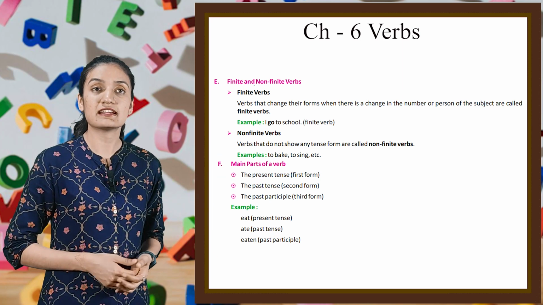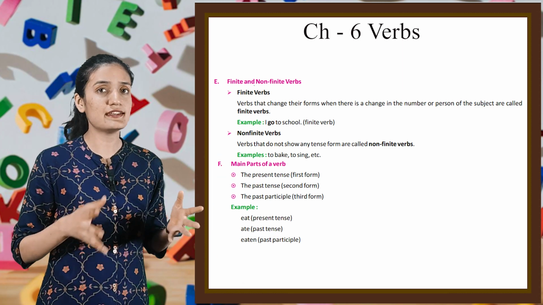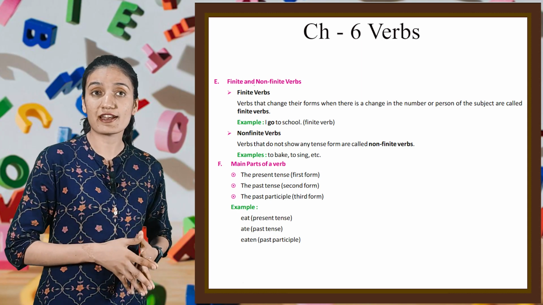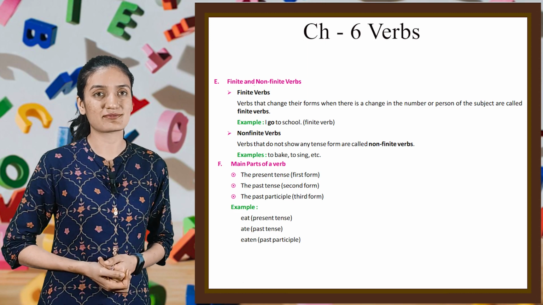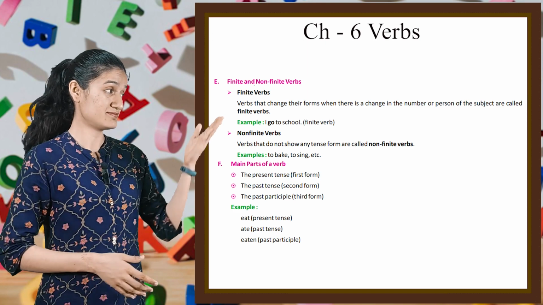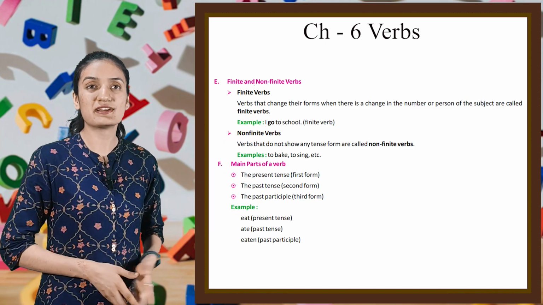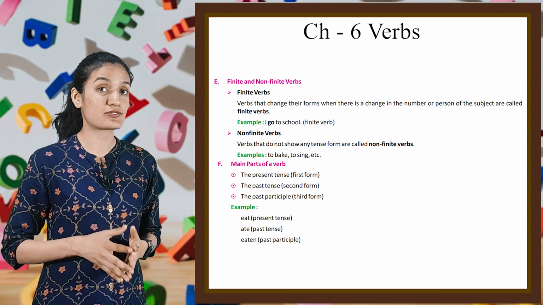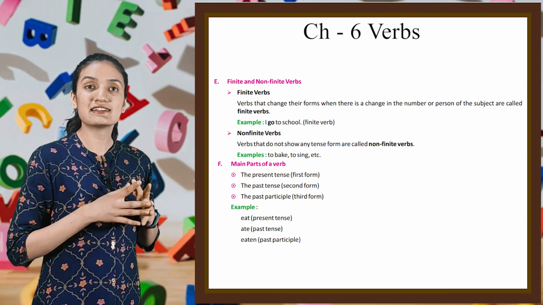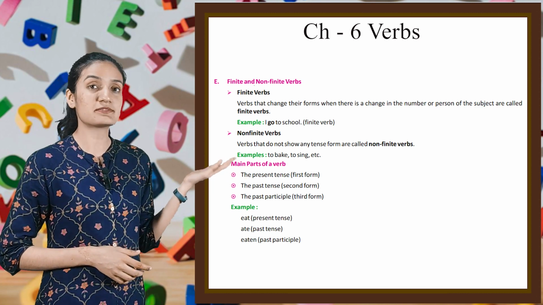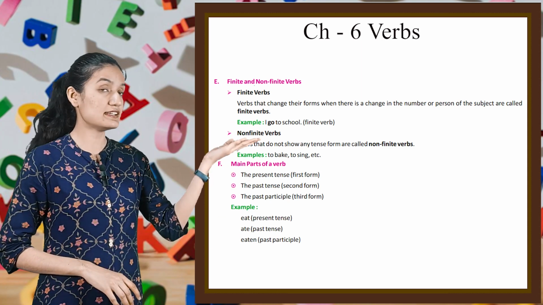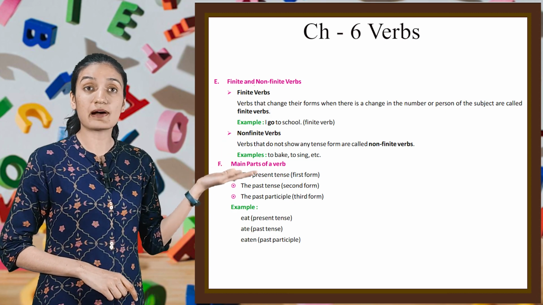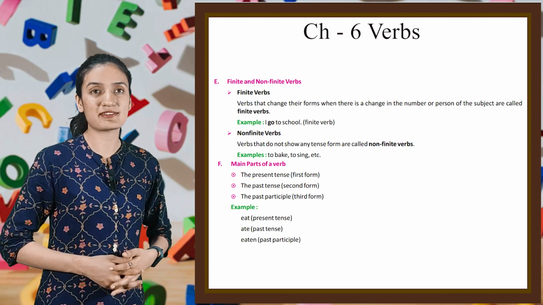Non-finite verbs: verbs that do not show any tense form are called non-finite verbs. Example, to bake, to sing, etc. Now, next is main parts of a verb. The present tense, first form. The past tense, second form. The past participle, third form. Here are the examples. Eat, present tense. Ate, past tense. Eaten, past participle.